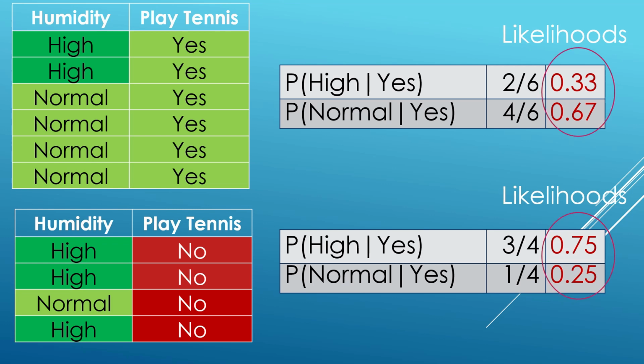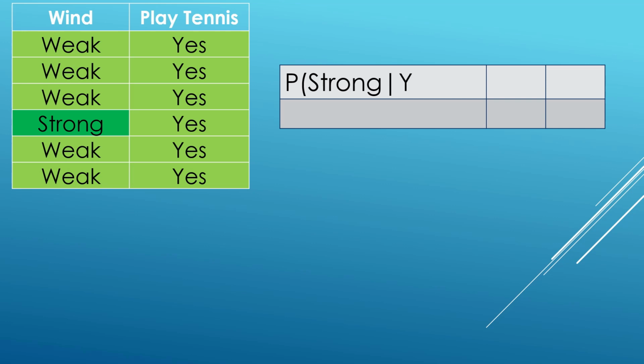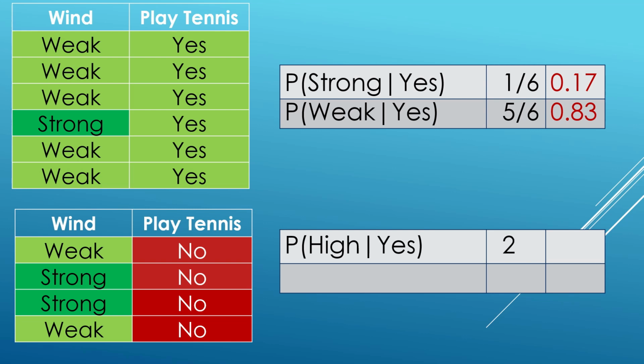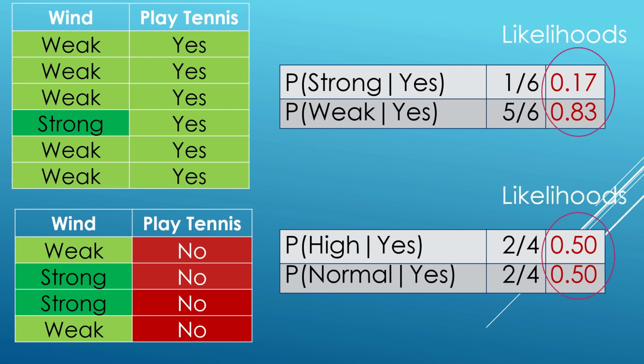Similarly, for wind condition, for all the yeses, when wind is strong, the probability of P strong given yes is 1 by 6.17, and probability of weak given yes is 5 by 6.83. For no condition, probability of high given no is 0.5, and probability of normal given no is equal, 0.5. So now we have all the likelihoods, we have the prior. Now we can start calculating our posterior, which can be used for the classification.